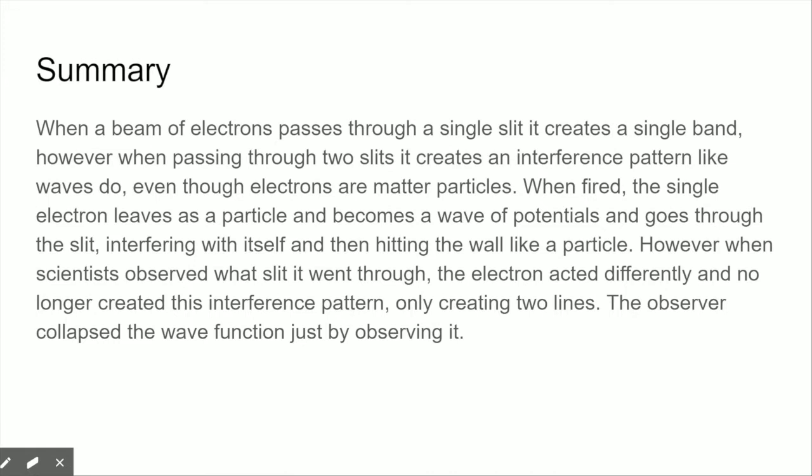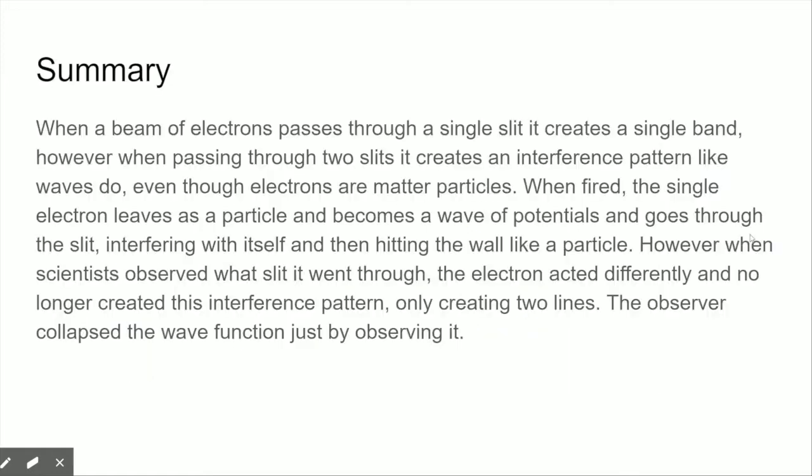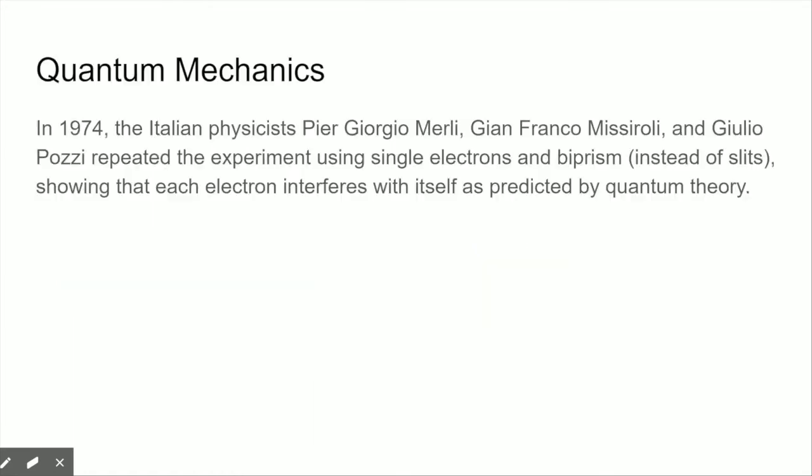However, when scientists observed which slit it went through, the electron acted differently and no longer created this interference pattern, only creating two lines, as we can see here on the right. The observer collapsed the wave function just by observing it. In 1974, the Italian physicists Pier Giorgio Merli, Gianfranco Missiroli, and Giulio Pozzi repeated the experiment using single electrons and biprisms instead of slits, showing that each electron interferes with itself as predicted by quantum theory.